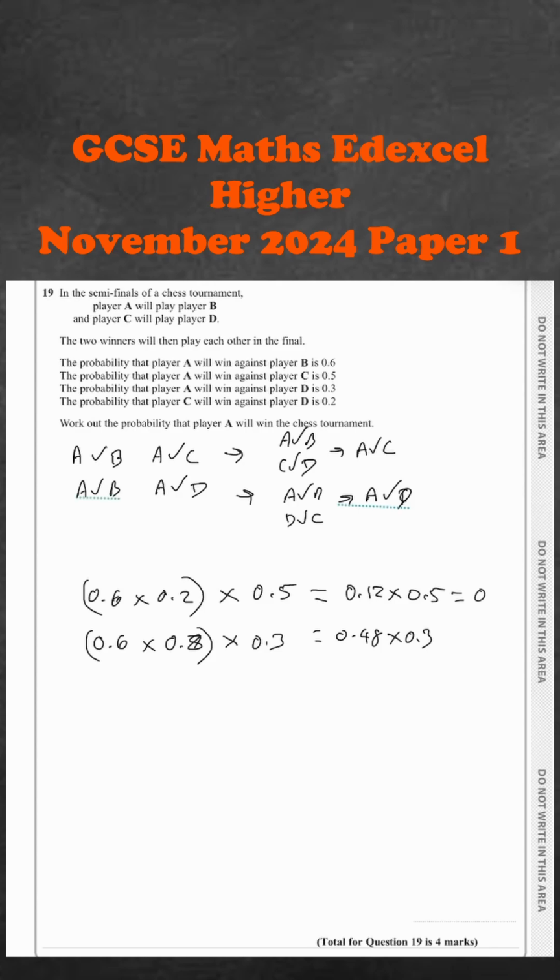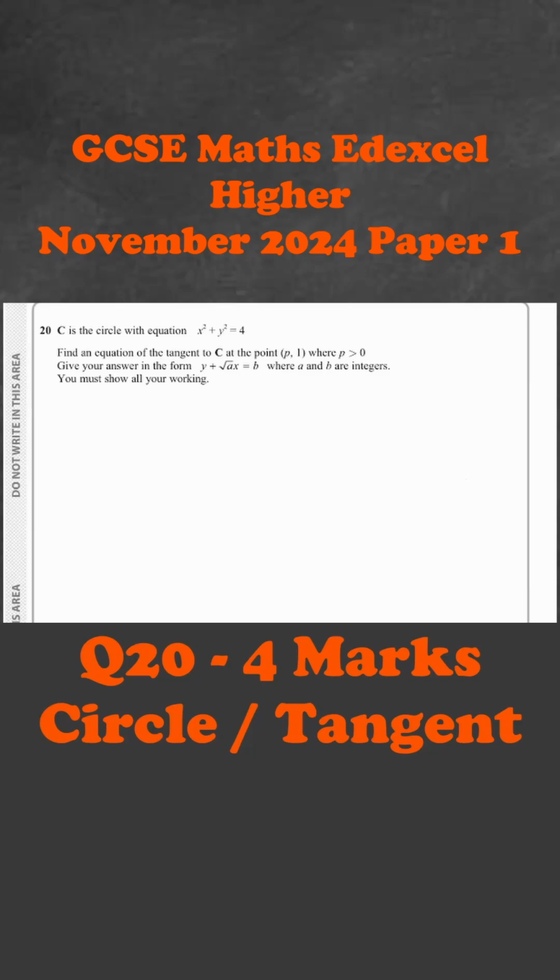So here we're going to have 0.06, and here it's a little bit more complicated. I'll need to times by 3 and divide by 10. So 0.48 times 3 is going to be 1.44 divided by 10. So we're going to get 0.144. And then all we need to do is add these two scenarios together. And that gives us 0.204 is our probability.